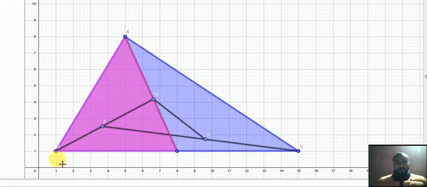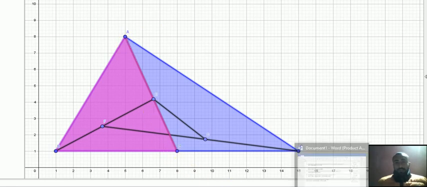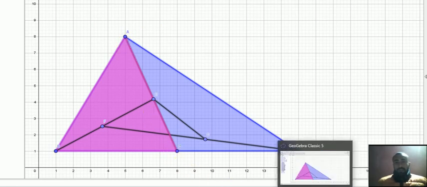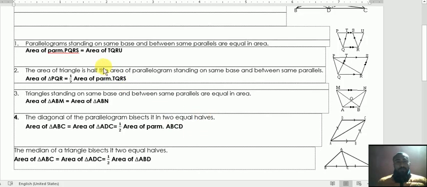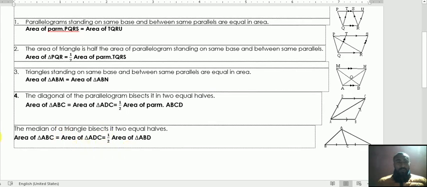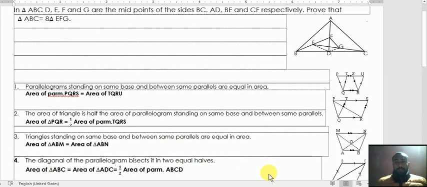So here we can see D is the midpoint of BC. It means AD is the median here. Since AD is the median, first of all we need to see the property about the median. If you look among these five properties, the last one, the median of a triangle bisects it into two equal halves. So this is the property that we are going to use here.